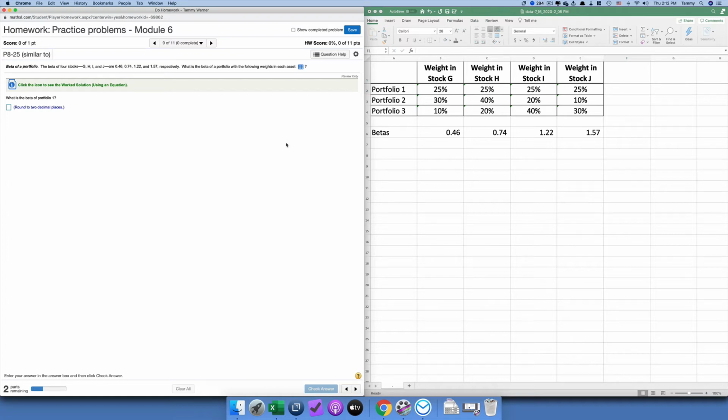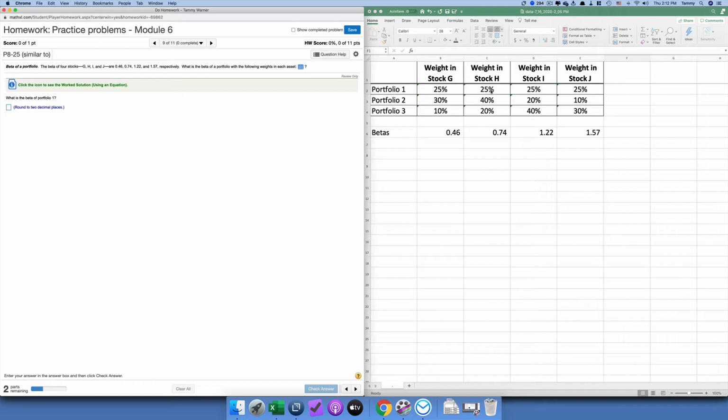Okay, the last few problems. So this one, this is number 9 out of 11 for your practice problems, and it's pretty straightforward. We are given the betas of 4 different stocks, which I've gone ahead and transcribed over here, and we've got a couple of different portfolios with different weightings of each stock, and we need to calculate the beta of the portfolios. Now I'm going to show you how to do it, and it's going to give me an error message.